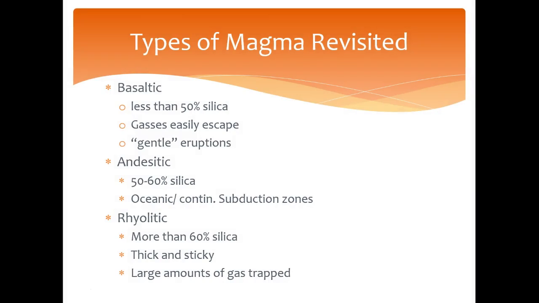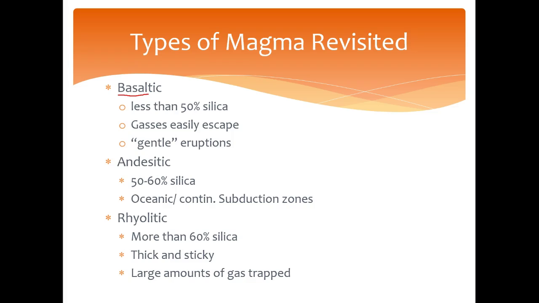Okay, so types of magma. We have basaltic, andesitic, and rhyolitic. These are the three main types. Basaltic has less than 50% silica. That means that it's lower. Gases escape easily, and we have gentle eruptions. Basaltic magma is going to give you basalt or basalt-like rocks.